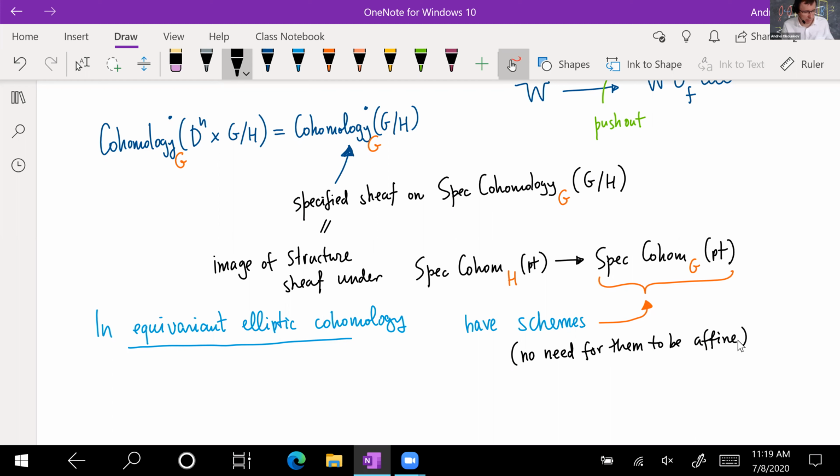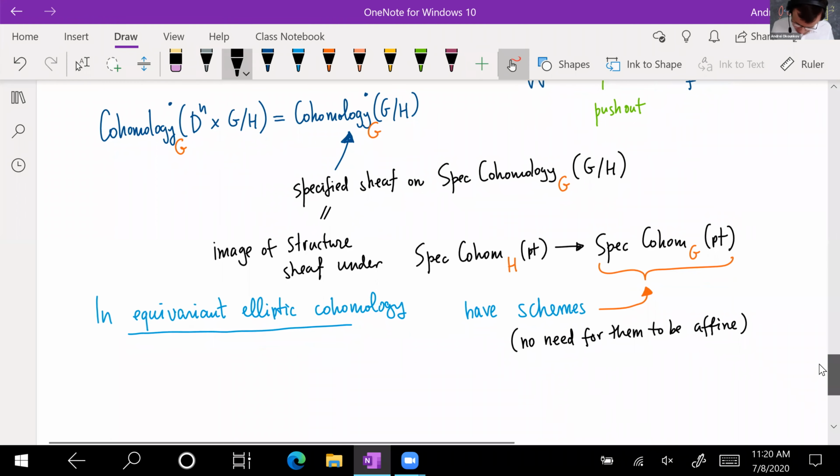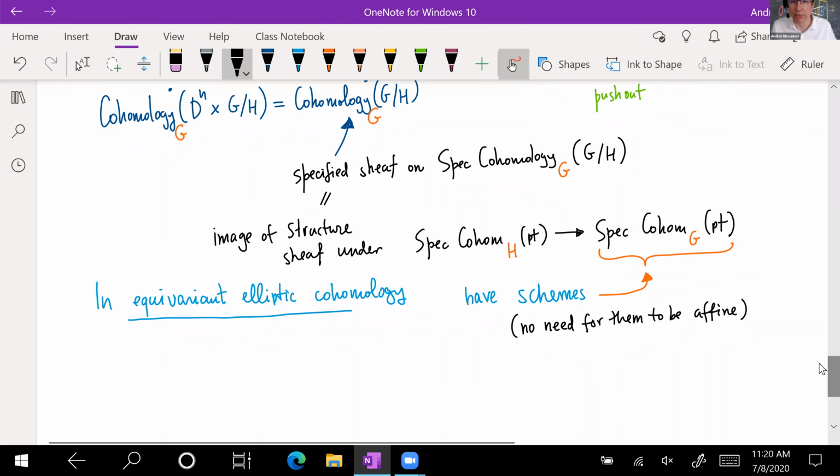We computed it. If you think of ordinary cohomology as the cohomology of some complex, there's in principle no need for the complex to be a complex of modules over some ring. It could be a complex of sheaves on some arbitrary scheme. So this is the principle. For the definition of cohomology, there's no need to assume that you're working over some affine base scheme. There's just no need for that.